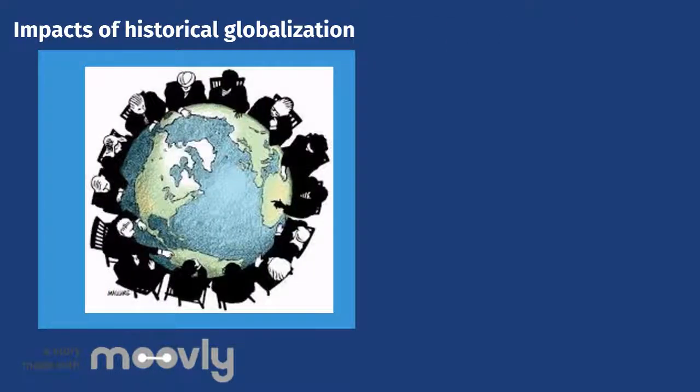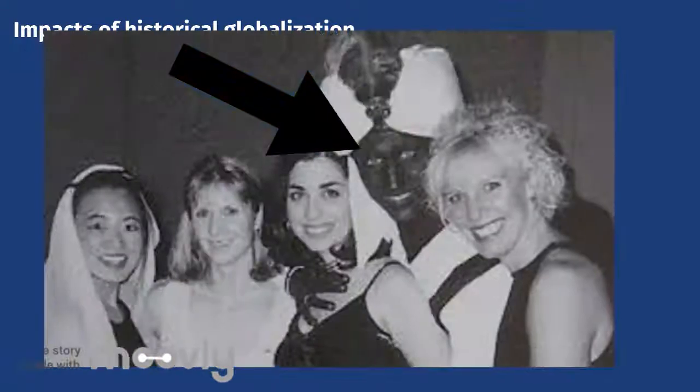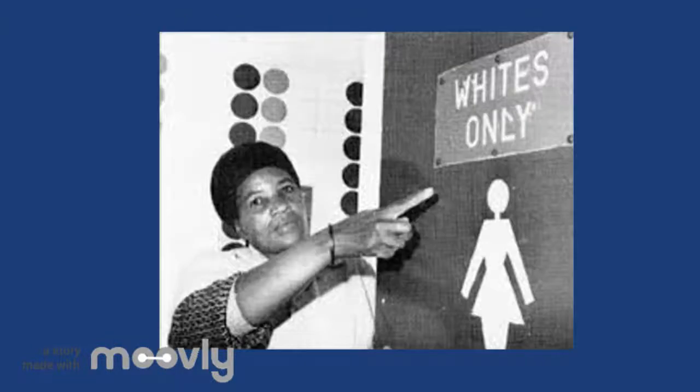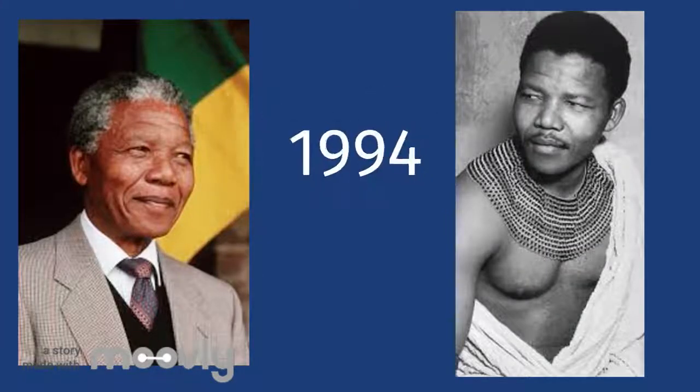Impact of historical globalization. Racism in Africa did not end after colonization. Apartheid policies were adopted shortly after. Apartheid was banned by Nelson Mandela in 1994. South Africa's government was mainly composed of white members until the revolution.